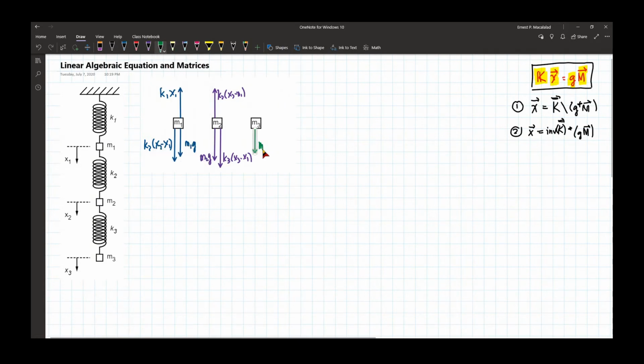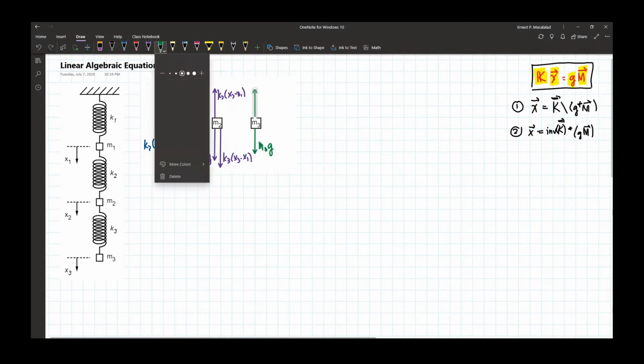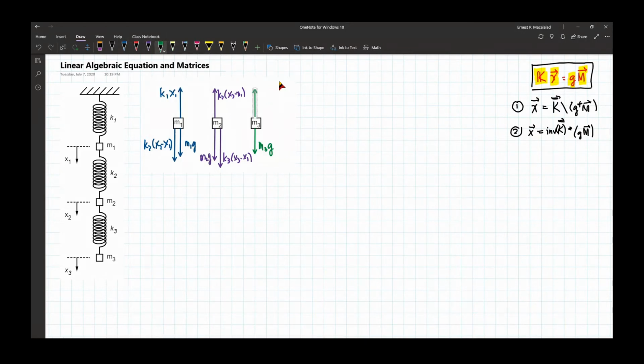Okay, so this is m3g. And we have the spring force due to k3, so this will be k3 (x3 minus x1). Okay, so here we have three particles, so therefore we will have three equations of motion.